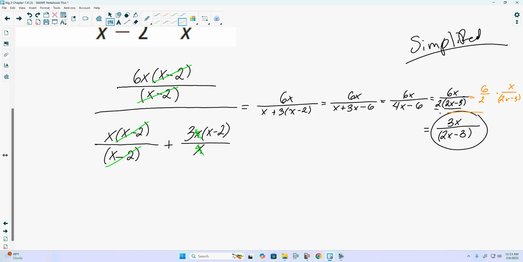But this is our final answer. Nothing in common on top and bottom, nothing else we can do. It doesn't mean there's always going to be a common factor on top and bottom. It just works out that this one here did. The last one didn't, but we factored just to make sure. Are you ready for the next one?